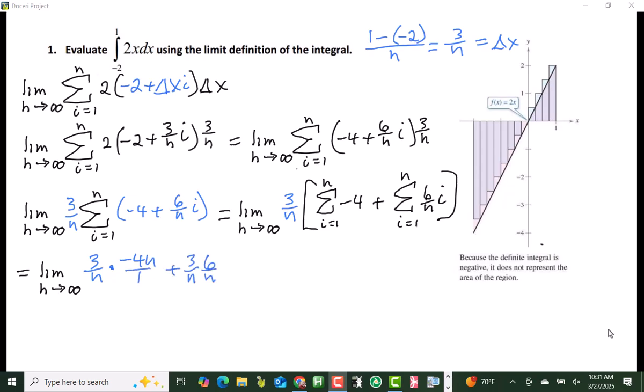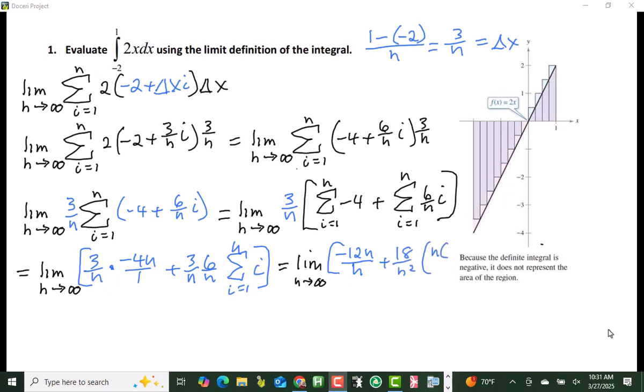So over here, summing -4 n times gives me this -4n. I just put it over 1. And then on the right-hand side, I'm pulling the 6 over n out. But I can't forget that that's being multiplied by 3 over n. So I'm distributing the 3 over n to each one of these pieces. It looks like I left a bracket off out here. Yeah, I did, on the right-hand end. Imagine there's a bracket there.